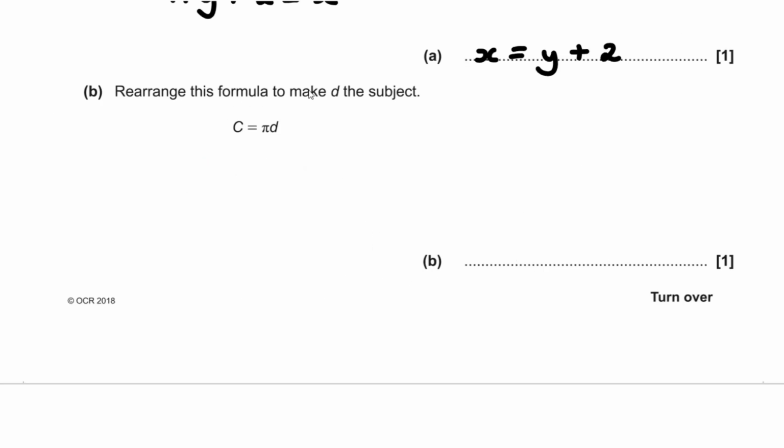Part B, rearrange this formula to make d the subject. To make d the subject, we want d equals, and for that we would have to divide both sides by pi. So if I divide both sides by pi, you can see then that c over pi equals d. So we have d equals c over pi.